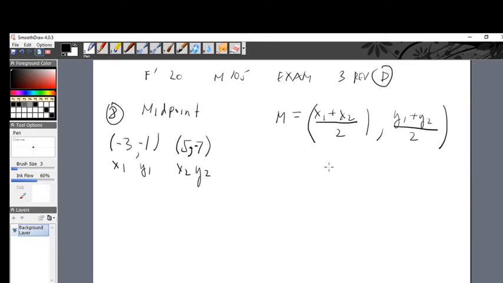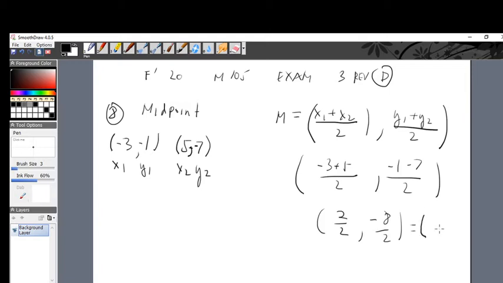What do the instructions say? They say -3 plus 5 over 2. That's x1 plus x2 over 2. And what's the second instruction say? It says y1 plus y2. So y1 is -1, y2 is -7, divided by 2. Let's work this out. What's -3 plus 5 over 2? It turns into 2 over 2. And what's -1 and -7? That's -8 over 2.